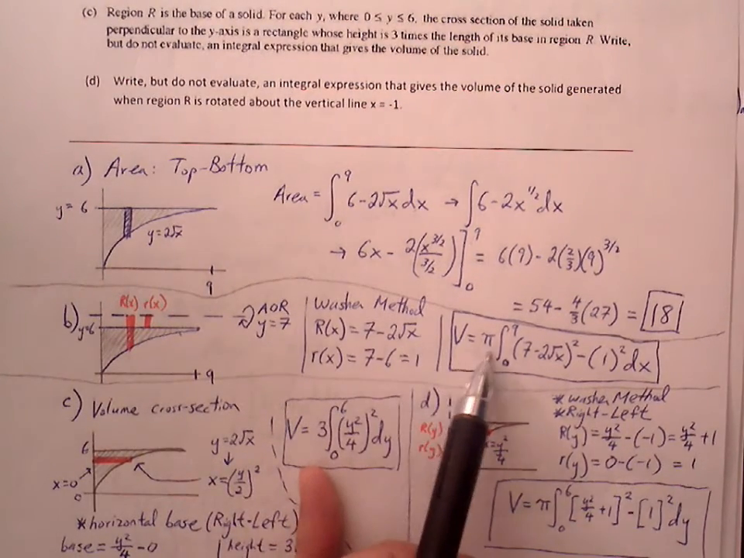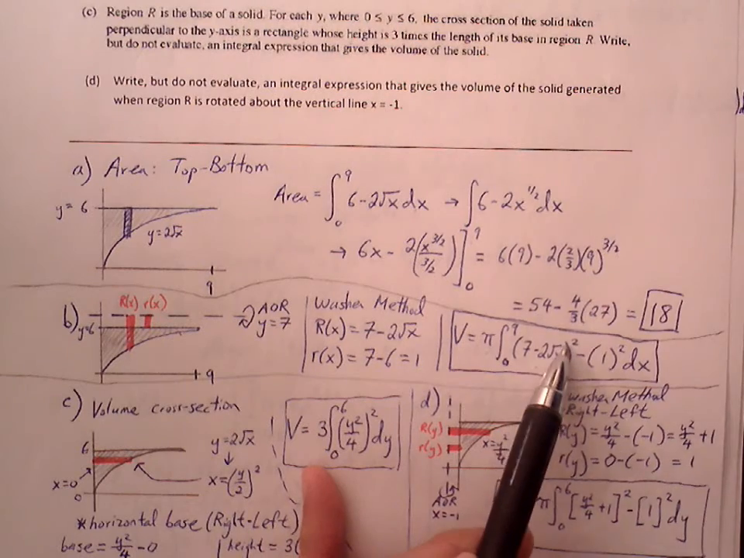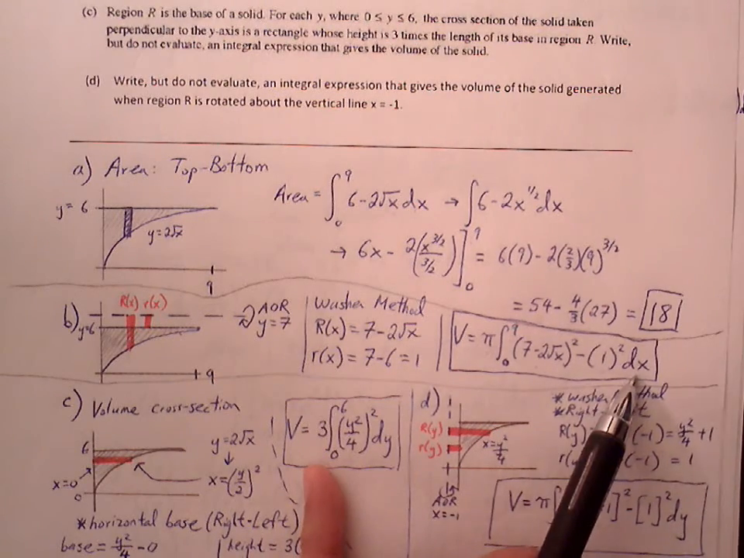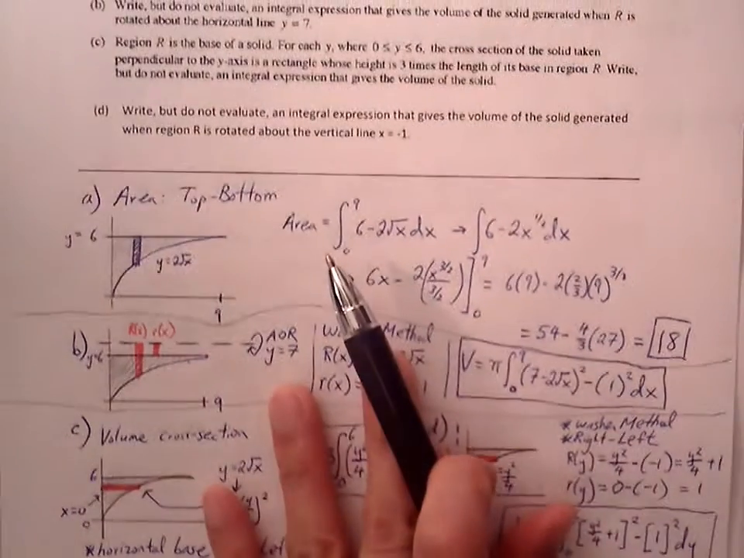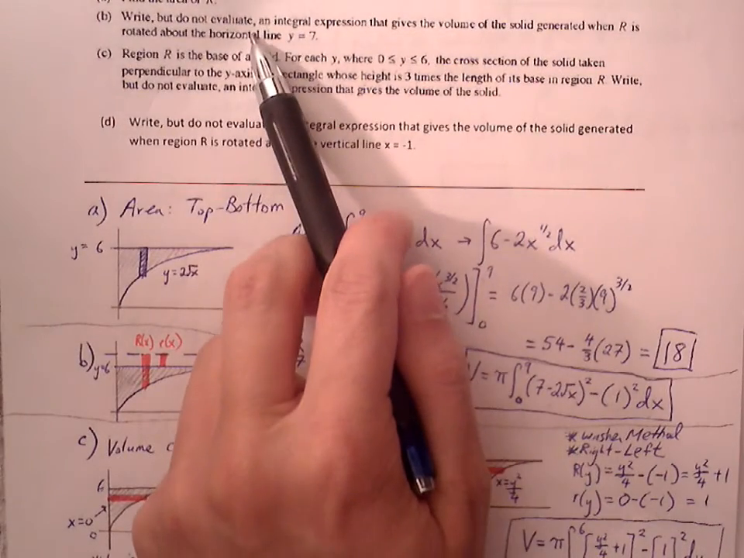And we do pi, big radius squared, minus little radius squared, dx. We just have to set it up. We don't have to find the actual volume. It says write but do not evaluate.